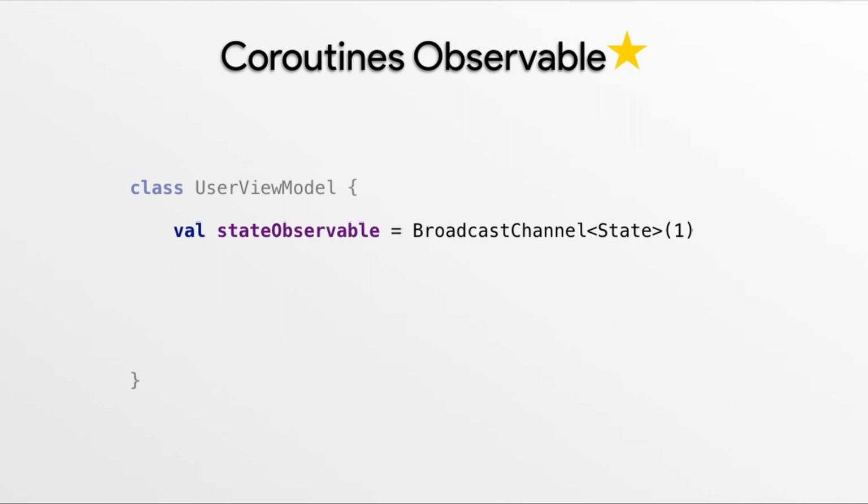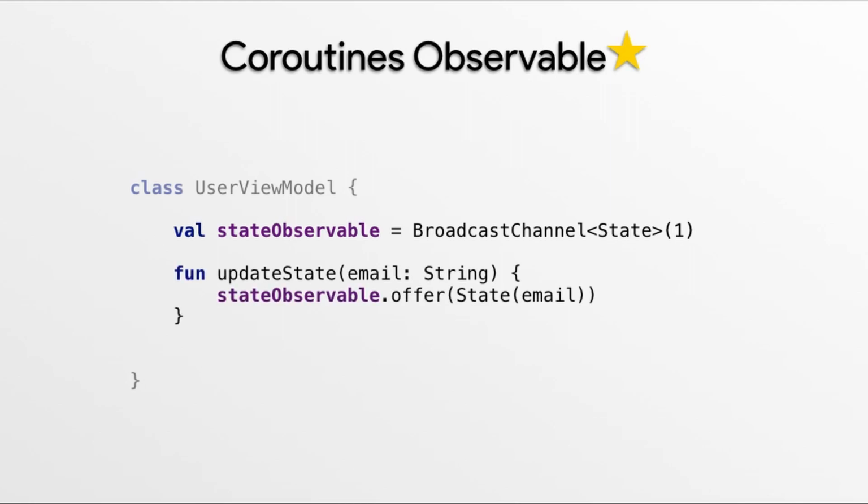But how do we send a value to it, to update it? We can say offer. Now, offer is exactly what it sounds like. You're offering a value. Here's the state. I've got the email, I'm building a state object. Here's the state, you can take it or leave it. It returns true if it takes it. It returns false if it's full, if it's at capacity, because we define capacity at the top. And it throws an exception if it's been cancelled, which is also something I've done before.